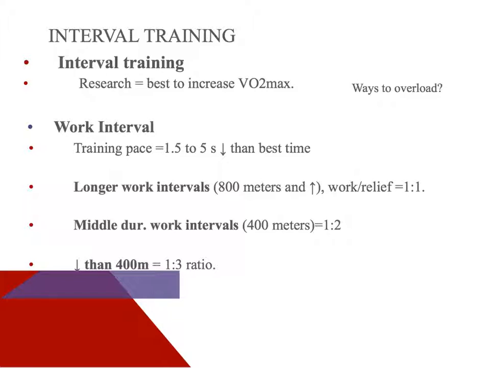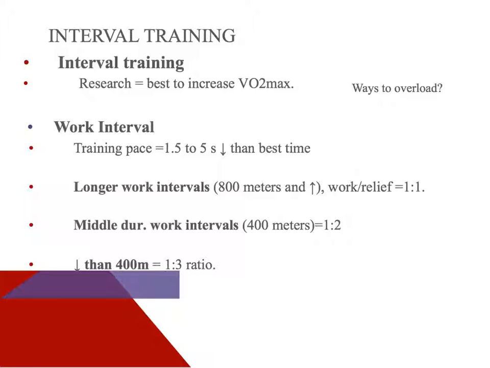Now, if we're looking at middle duration work intervals, we might have a 1-to-2 rest ratio. So we might run a 400 and then rest for 800. This allows us to have a little bit more relief time compared to our higher intensity time, because we should be able to run at a higher intensity for 400 meters than we can for 800 meters.